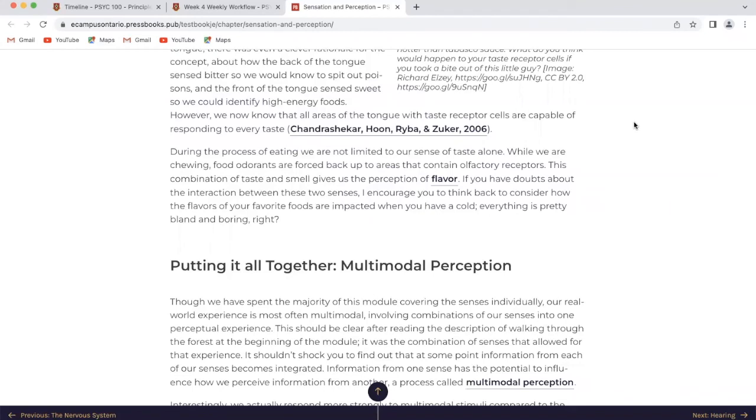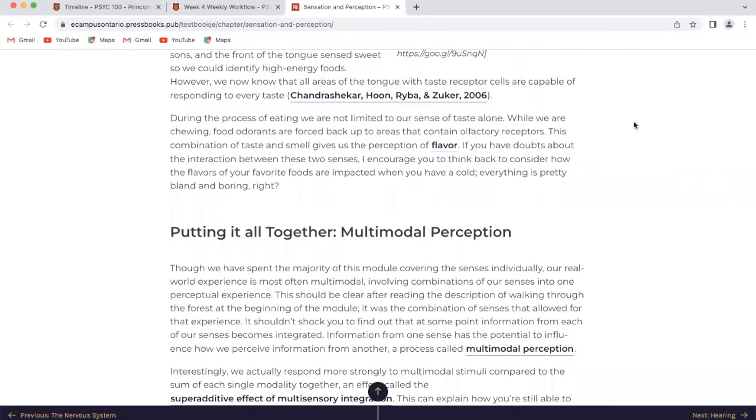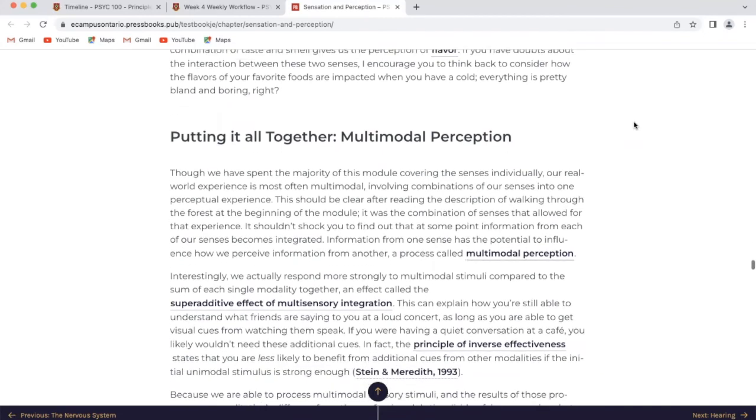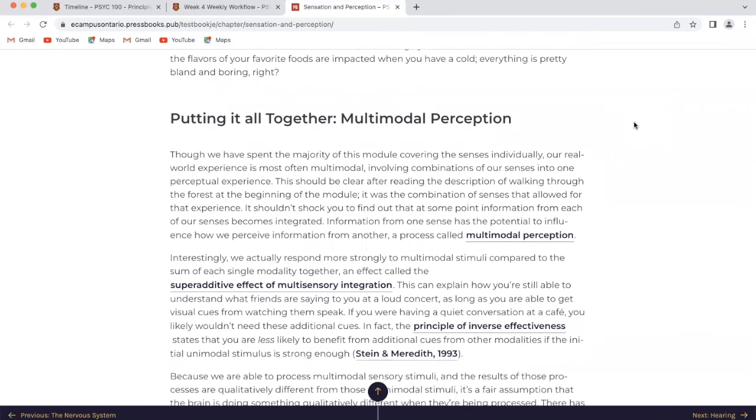Putting it all together, multimodal perception. Though we have spent the majority of this module covering the senses individually, our real-world experience is often multimodal, involving combinations of our senses into one perceptual experience. This should be clear after reading the description of walking through the forest at the beginning of the module. It was a combination of senses that allowed for that experience. It shouldn't shock you to find out that at some point, information from each of our senses becomes integrated. Information from one sense has the potential to influence how we perceive information from another, a process called multimodal perception.